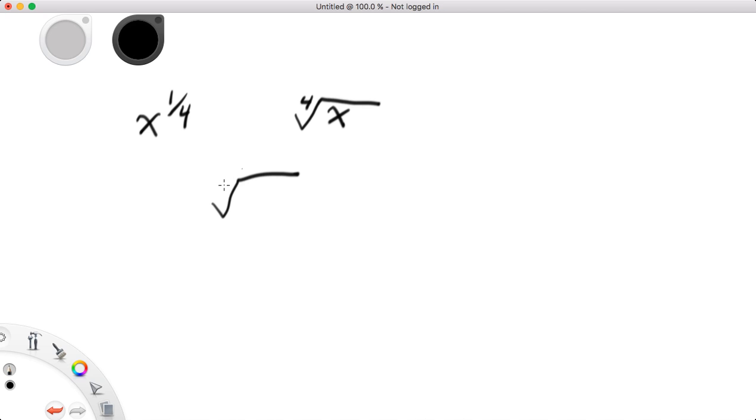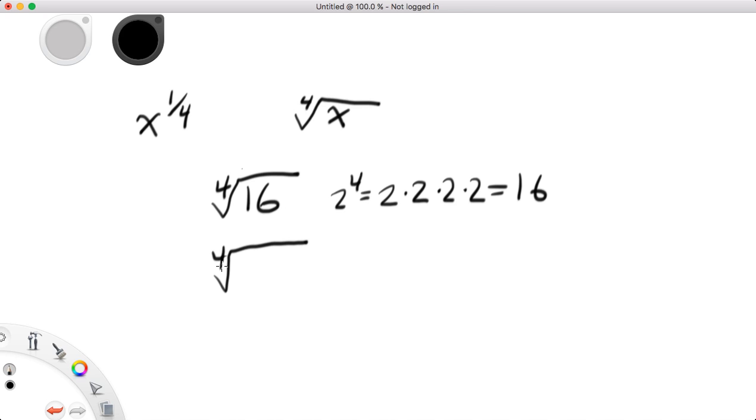Well, let's say we had something like the fourth root of 16. What we want to know is what number times itself 4 times gives us 16. So we need to find a number that multiplies times itself 4 times in order to get 16. The answer is 2. 2 times 2 is 4. 4 times 2 is 8. 8 times 2 is 16. 2 to the 4th power equals 16, right?